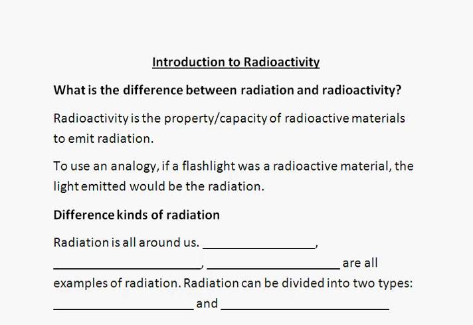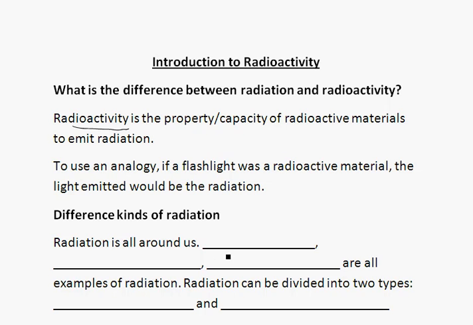In this video, I'm going to introduce radioactivity. First is some terminology, the difference between radiation and radioactivity. When we say radioactivity, we're talking about the property or capacity of radioactive materials to emit radiation. So if we could use an analogy, if the flashlight was the radioactive material, the light emitted from the flashlight would be the radiation.